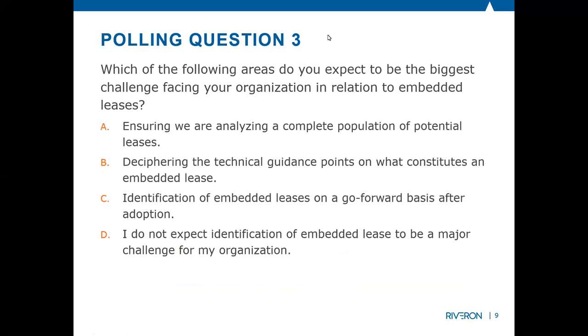All right, so polling question 3, which of the following areas do you expect to be the biggest challenge facing your organization in relation to embedded leases? A, ensuring we are analyzing a complete population of leases. B, deciphering the technical guidance on what constitutes an embedded lease. C, identification of embedded leases on a go-forward basis after adoption. Or D, I do not expect identification of embedded leases to be a major challenge for my organization. And we'll give everyone a minute to get their answers in.